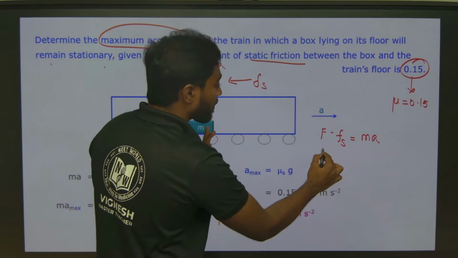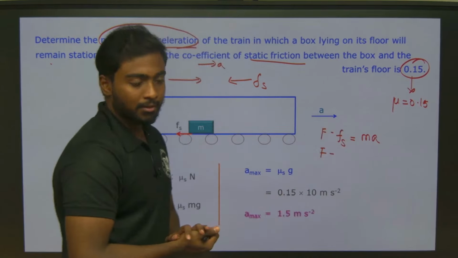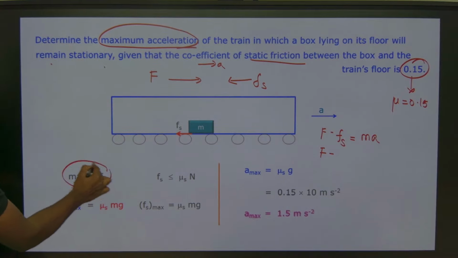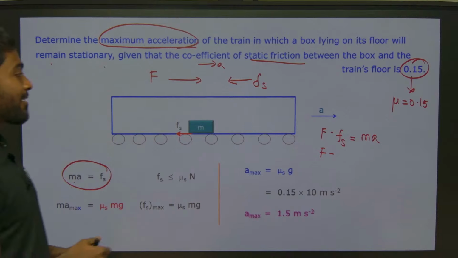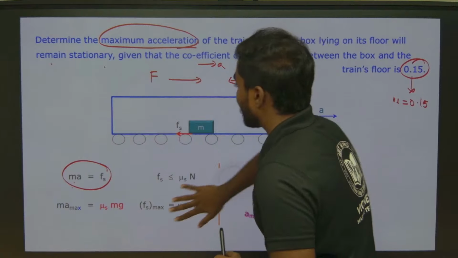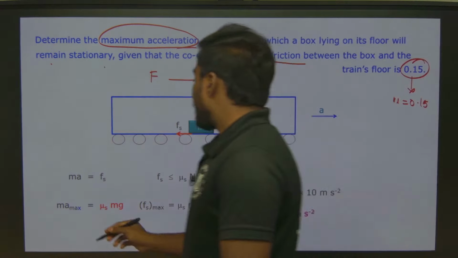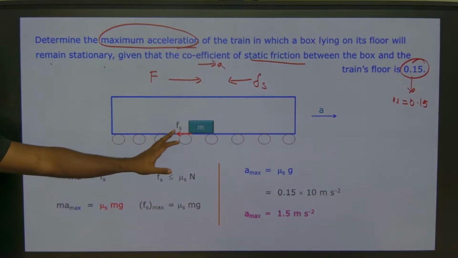So what is the force? I'll keep F as it is, right? No. So ma will be what? Frictional. Tell me what will be my ma? F minus Fs. So here the mass into acceleration. So the maximum acceleration they are asking.